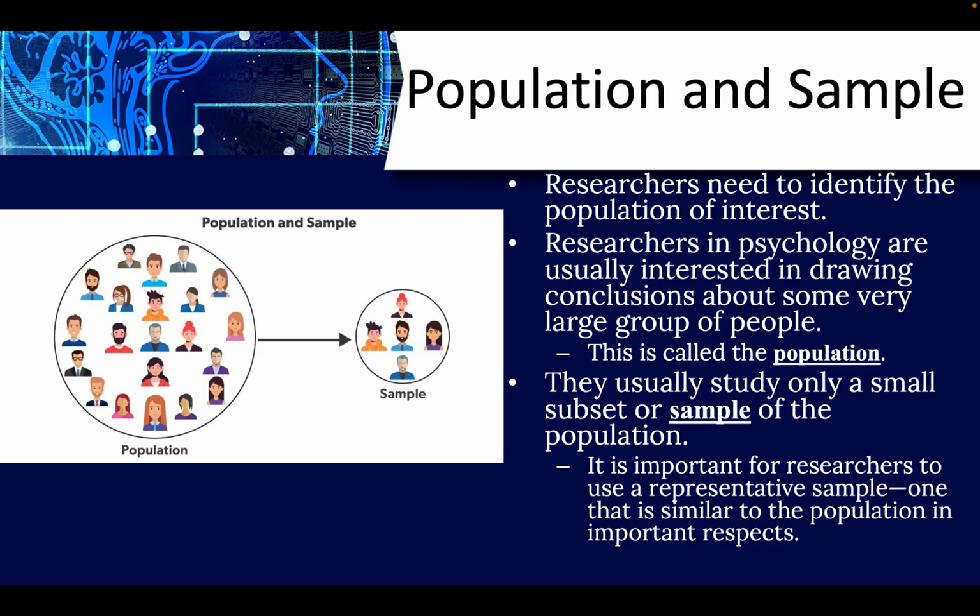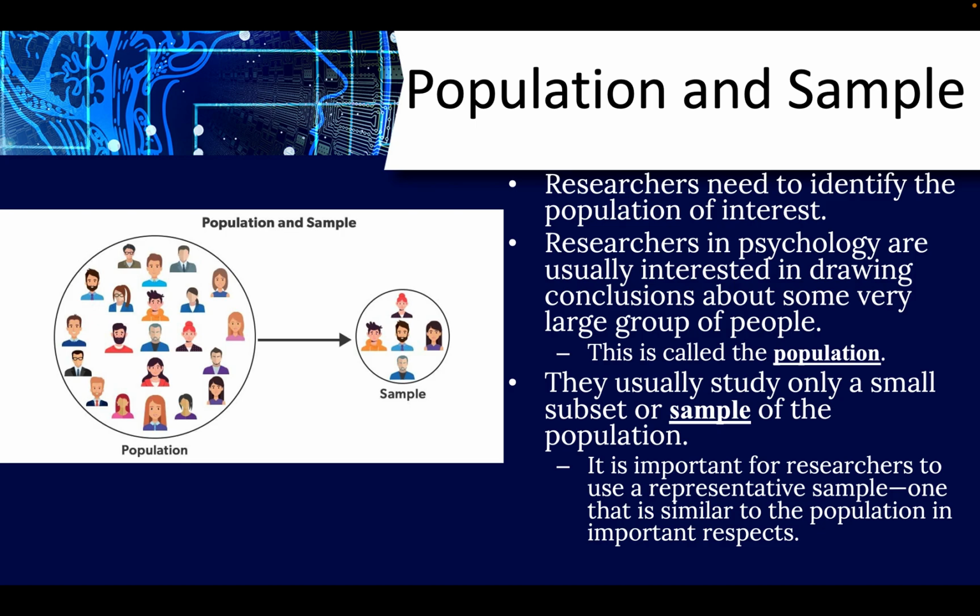Researchers need to identify the population of interest. Researchers in psychology are usually interested in drawing conclusions about some very large group of people, and this is called the population. So my population were the indigenous populations that lived in Blaine, and I can't remember the name of the other county, but all the indigenous people that lived in that area that didn't include the reservation, because I couldn't do my research on the reservation. They wouldn't let me do it. So I had to choose people that lived off the reservation who were indigenous.